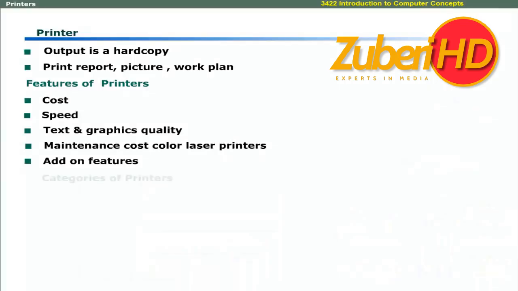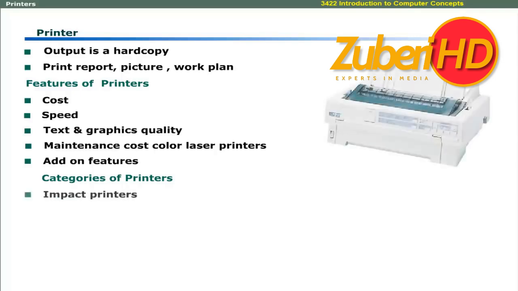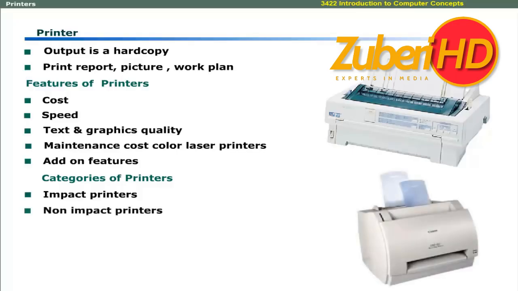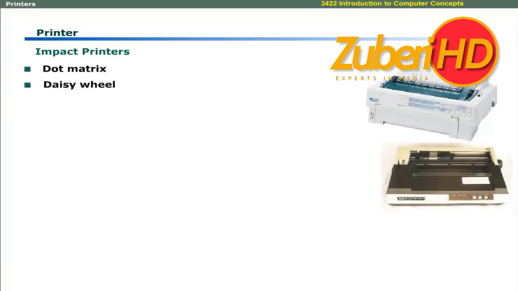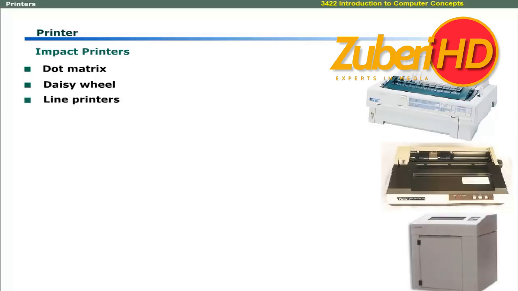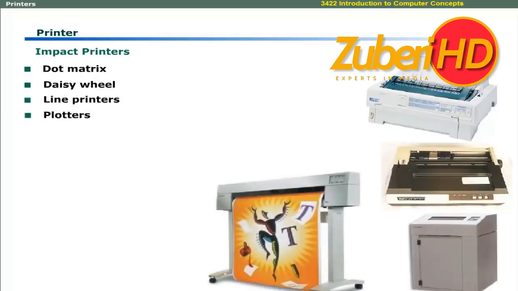Broadly, printers are categorized into 2 types. These are impact printers and non-impact printers. Impact printers include dot matrix printers, daisy wheel printers, line printers, and plotters.